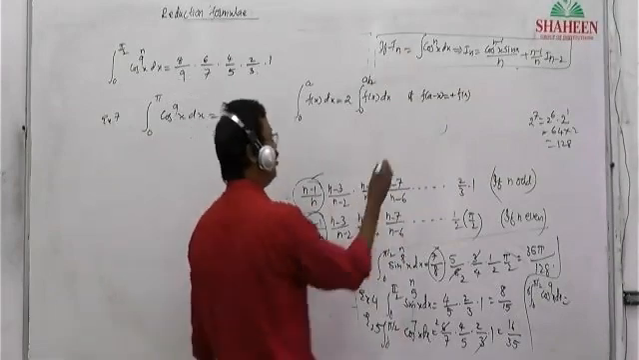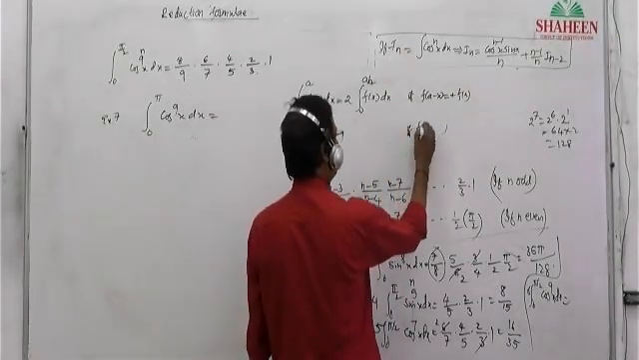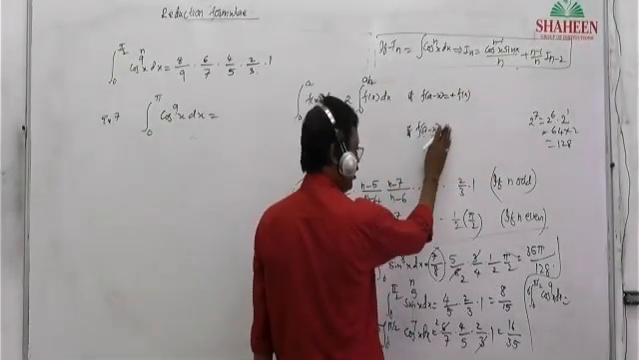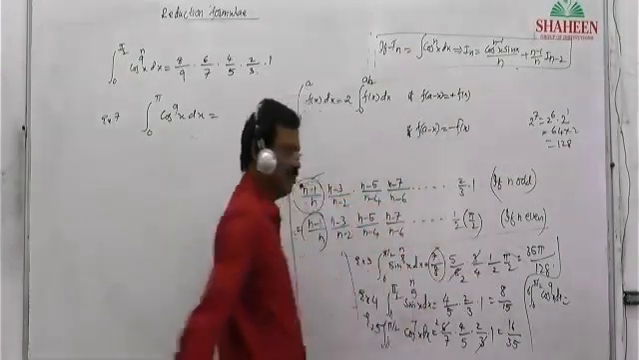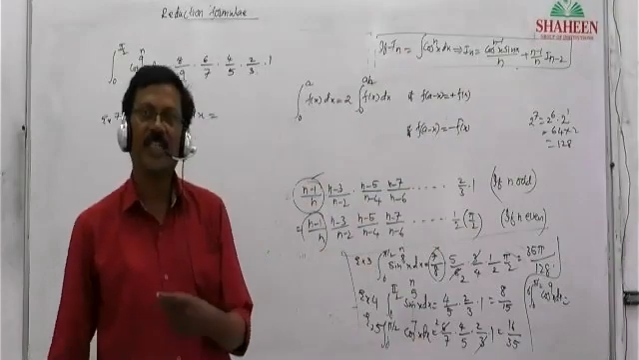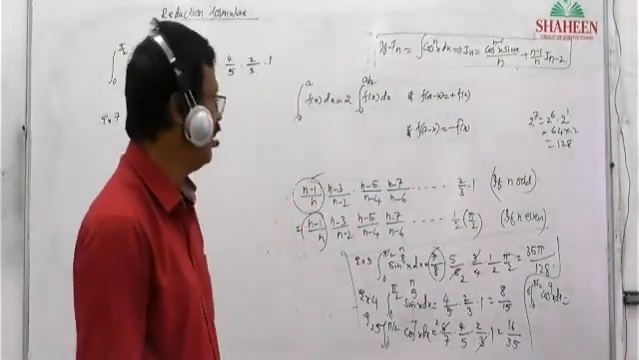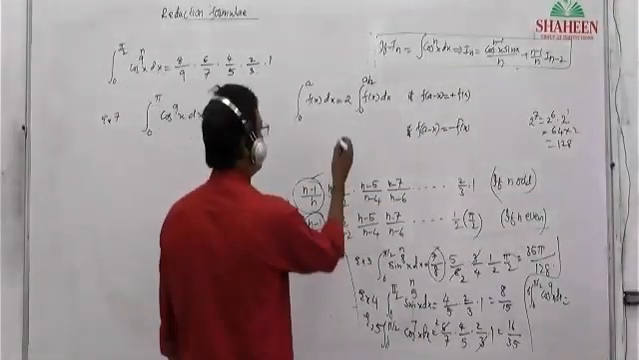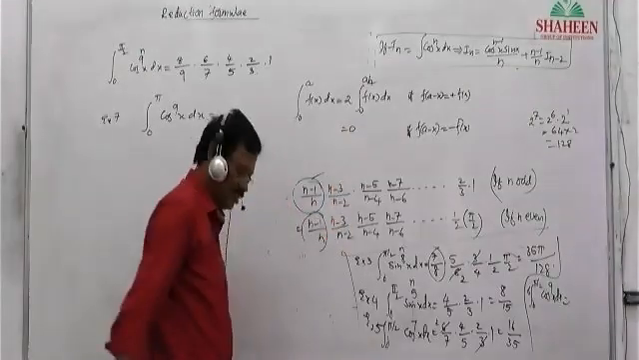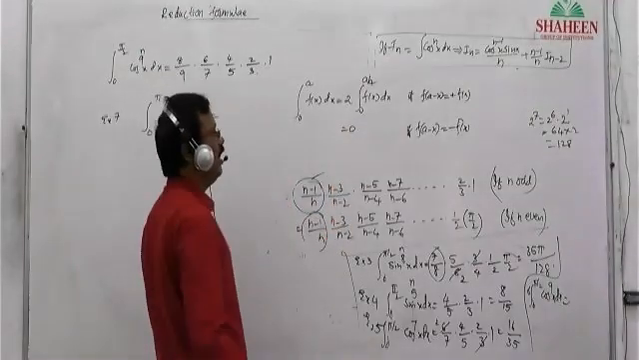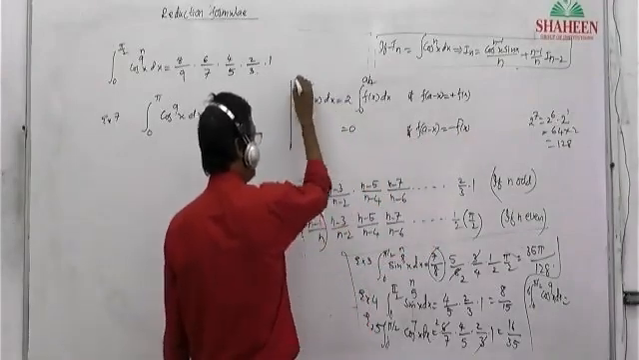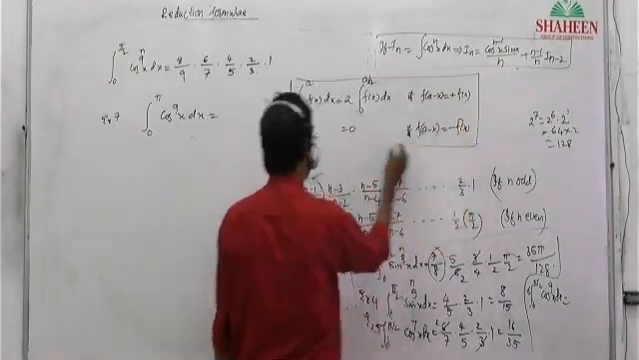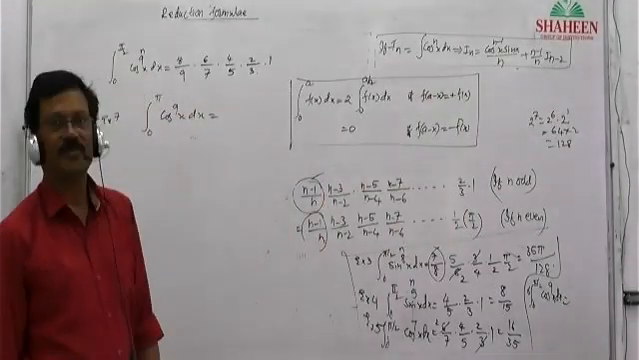Now suppose we get f(a minus x) is minus f(x), then what do we write? If f(a minus x) gives minus f(x), this integral is 0. Do you know? Okay, f(a minus x) equals minus f(x), we write 0. This is the important formula. Is it okay, all of you?